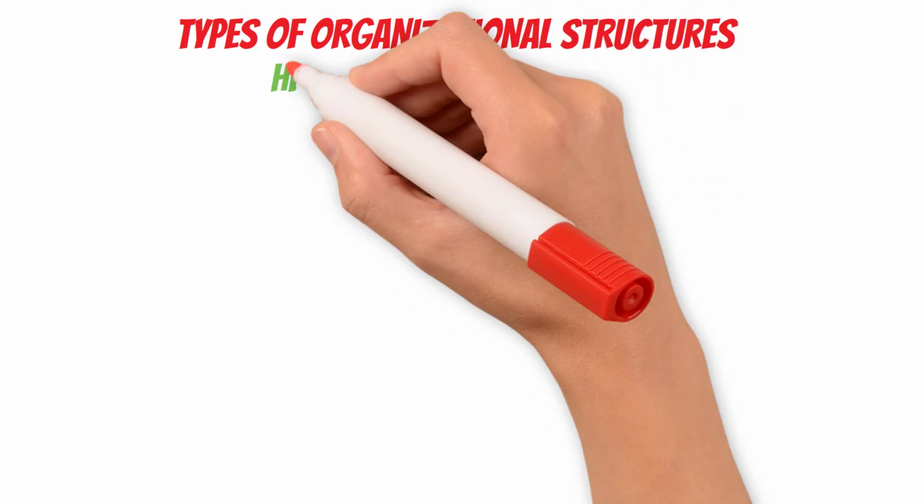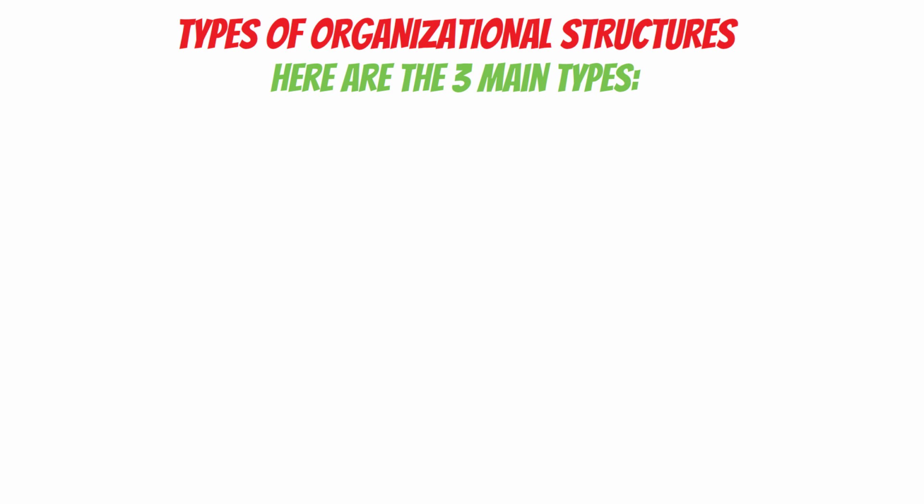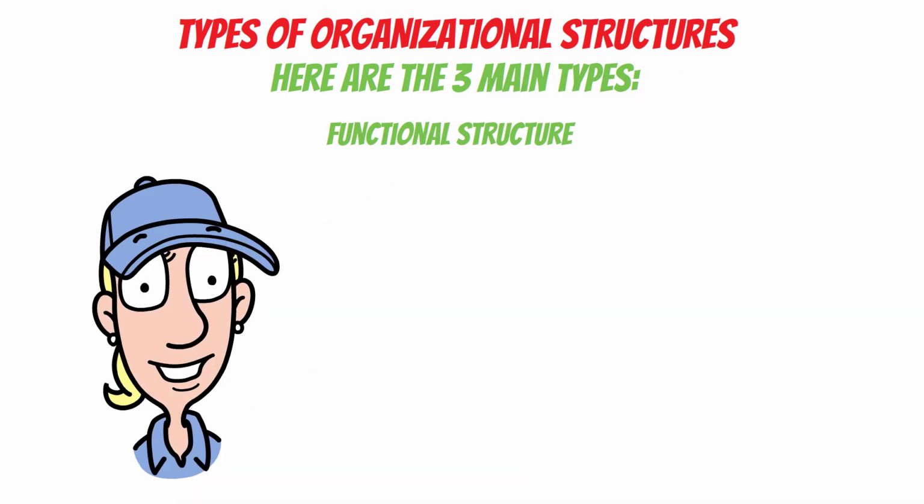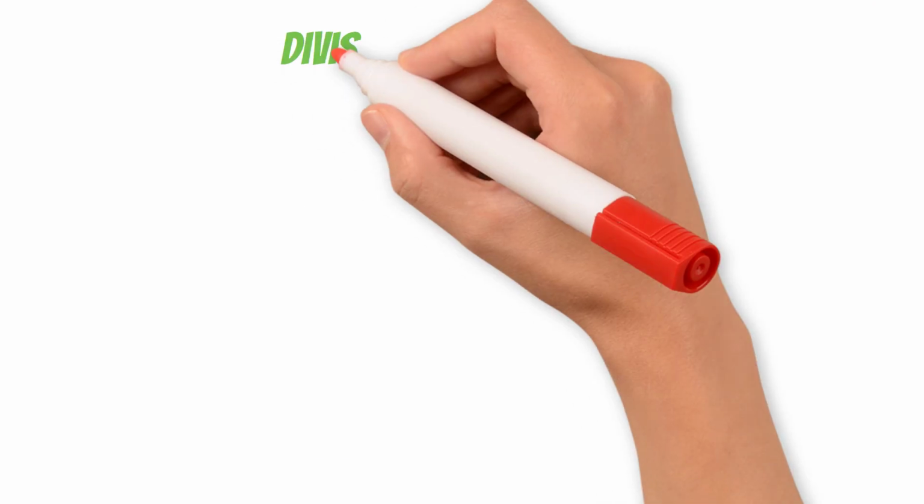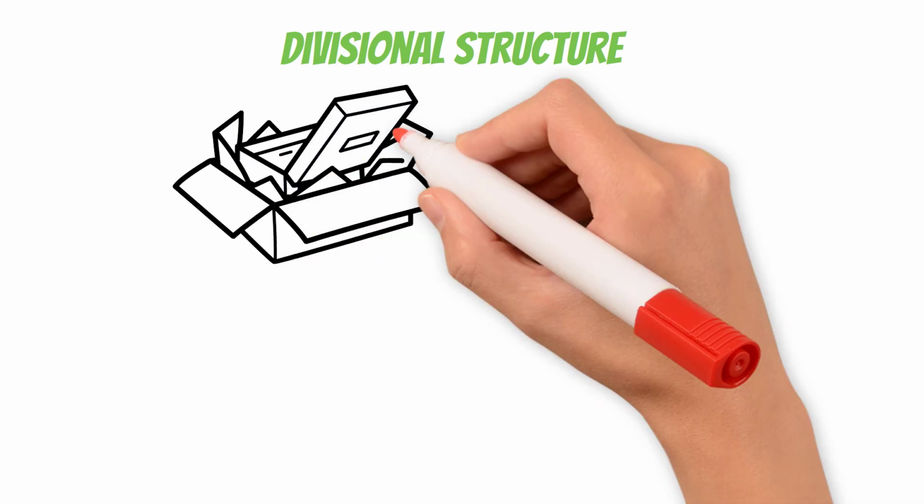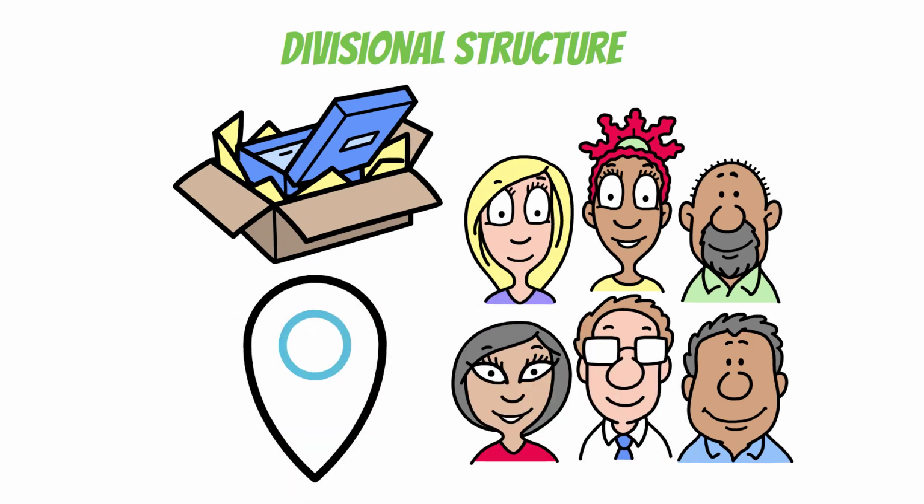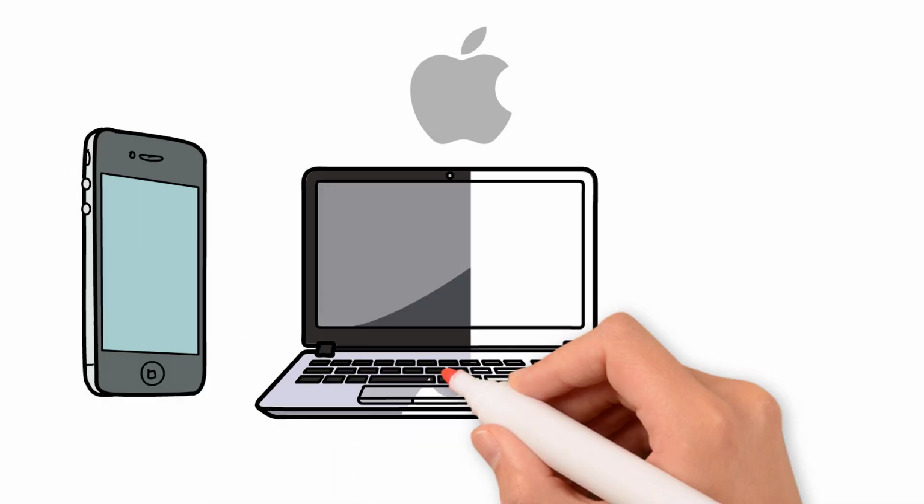Types of organizational structures. There are many ways to build an organization. Here are the three main types. Functional structure. People are grouped by their jobs. Example, marketing team, sales team, HR team. Divisional structure. The company is divided by products, customers, or locations. Example, Apple has iPhone division, Mac division, and iPad division.